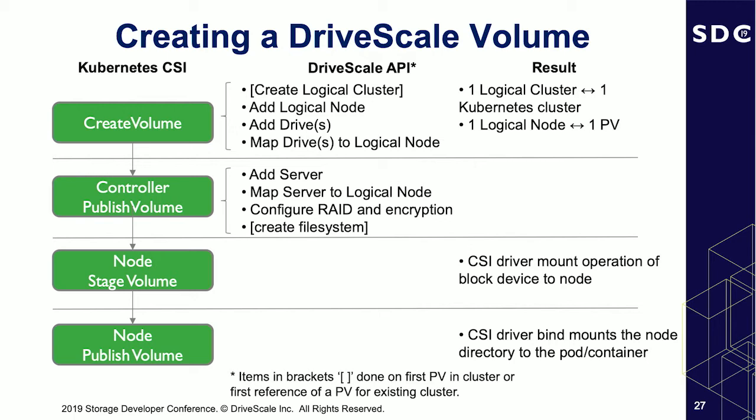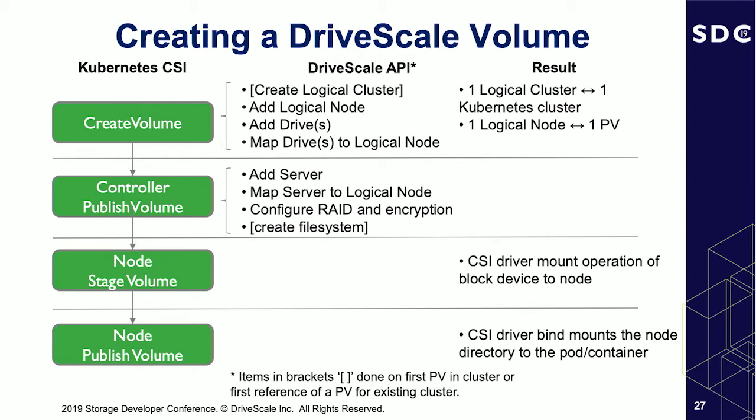The application is deployed on Kubernetes and requests storage. One of the first things it does is create the logical cluster within DriveScale. It doesn't exist beforehand. You don't have to pre-allocate the cluster. You have the agents installed from DriveScale on the nodes that will participate, but they don't actually do anything from our perspective until they start consuming storage. So we will create a logical cluster as a side effect of you creating the first persistent volume within the cluster for your pod deployment.